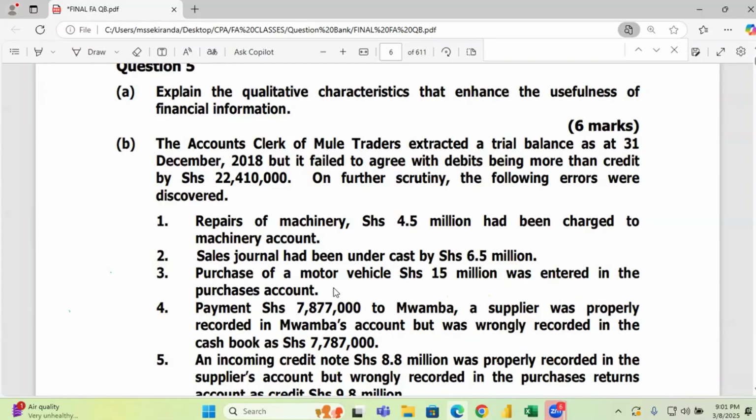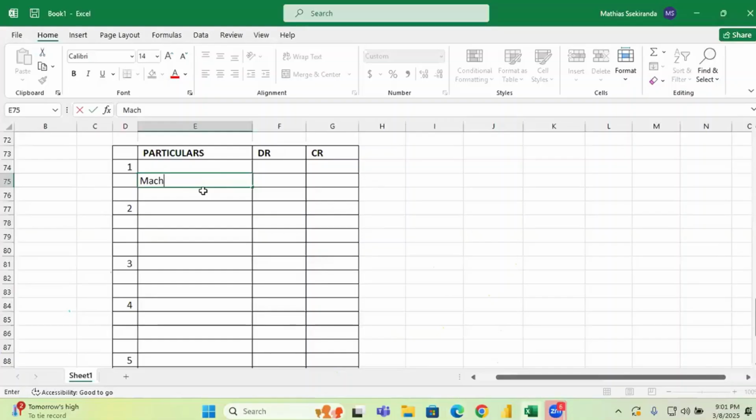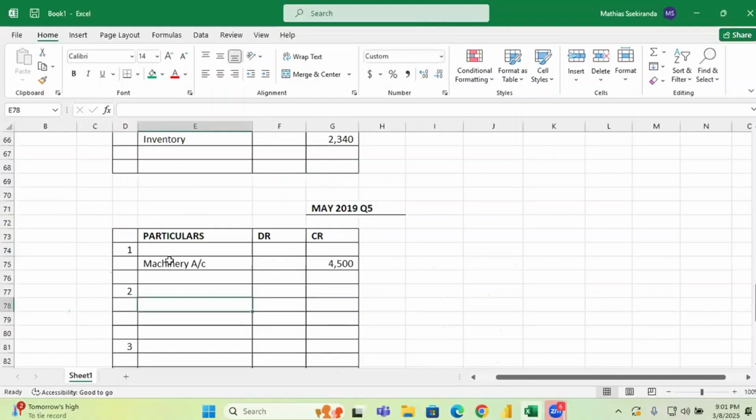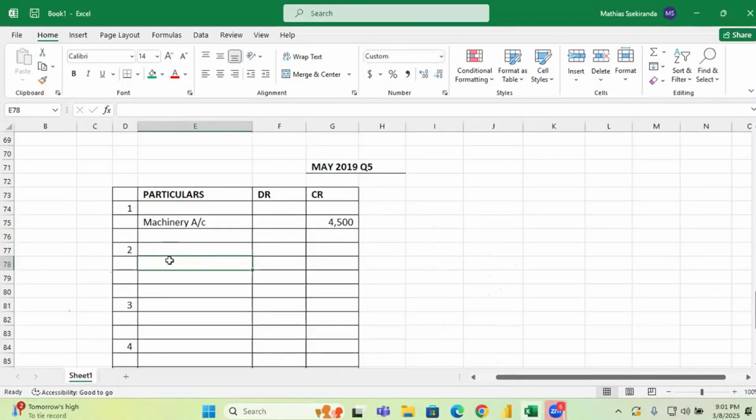So can you reverse this figure, remove it from the machinery account by crediting the machinery account 4.5. And so we have corrected the error, we have reversed it, because they had charged it to machinery, they had debited it to machinery. So you have to credit the machinery account to remove it.